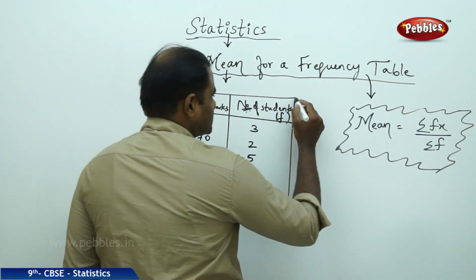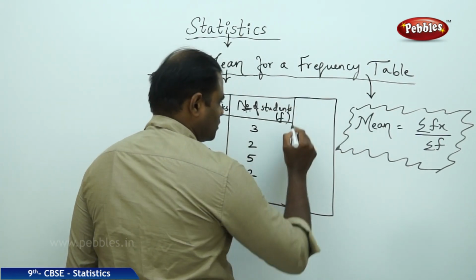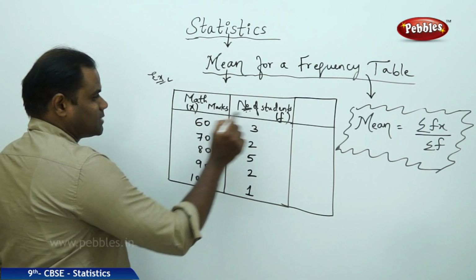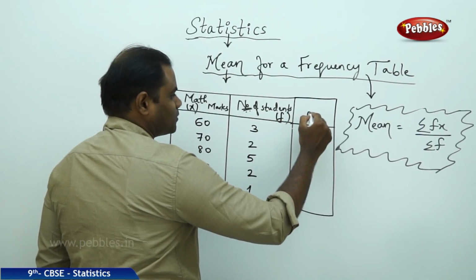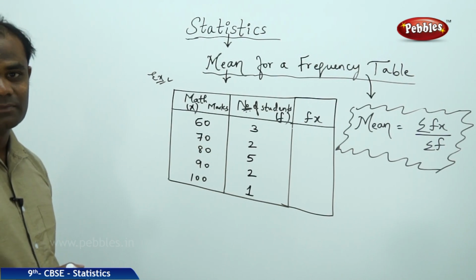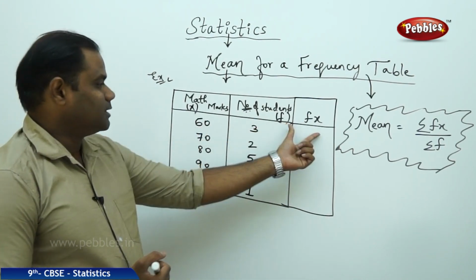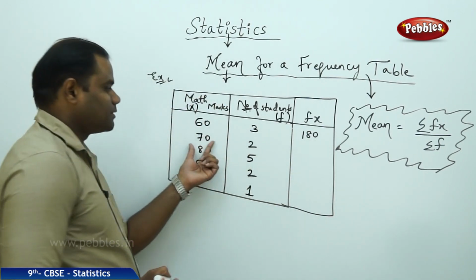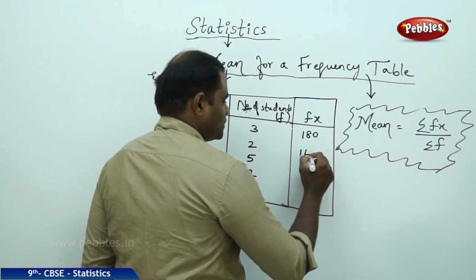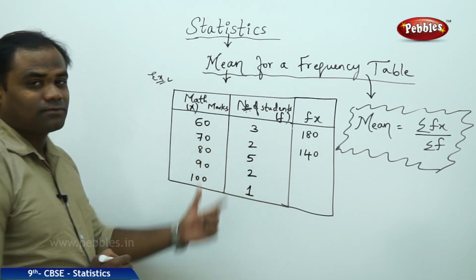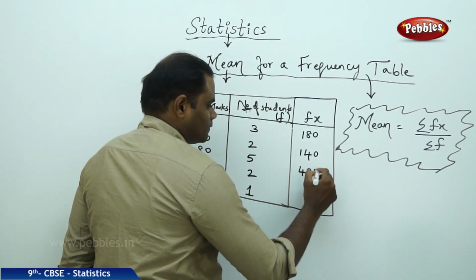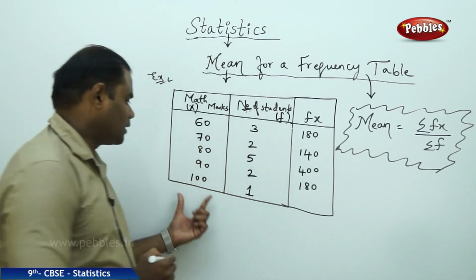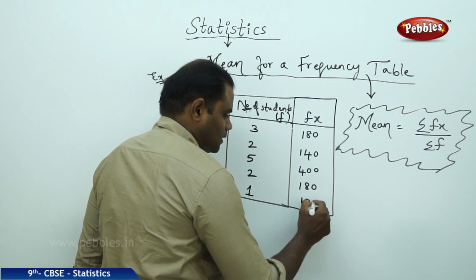So what I do is I extend one more column out here because I need fx. Now that I have x and f, next I would like to construct a column for fx. How do we get fx? This times this is f into x. So 60 times 3 is 180, 70 times 2 is 140, 80 times 5 is 400, 90 times 2 is 180, and 100 times 1 is 100.